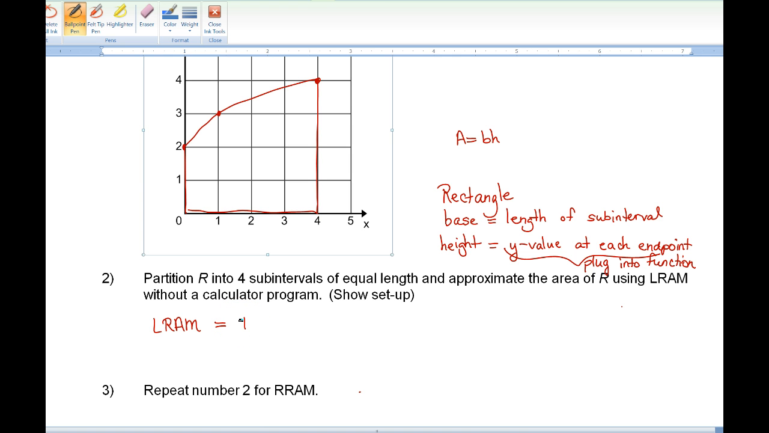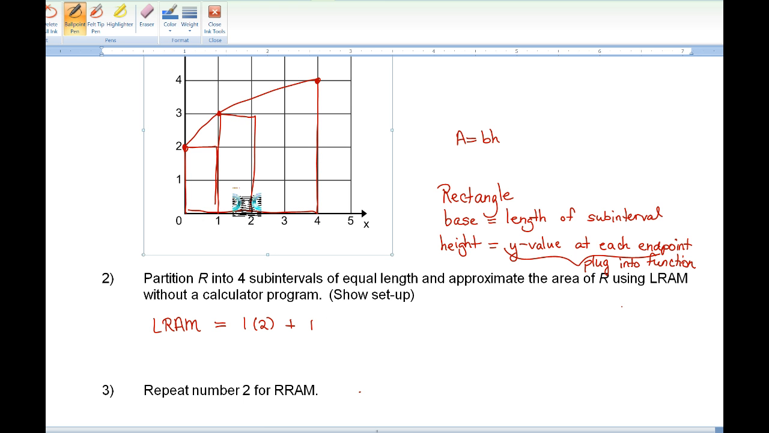What's this first rectangle? We look at the left hand, right? It's going to have a height of 2. Do you see the first rectangle has a height of 2? Yes. Plus, all right, the next rectangle, so now we look at 1.